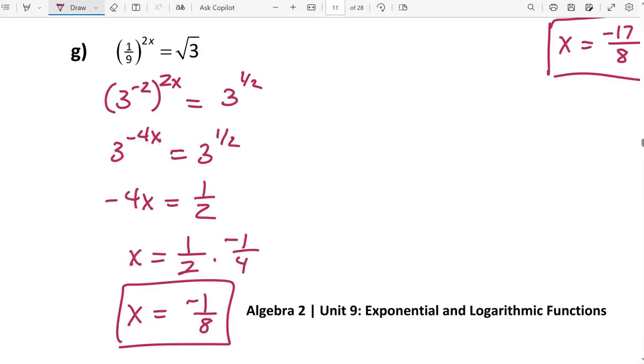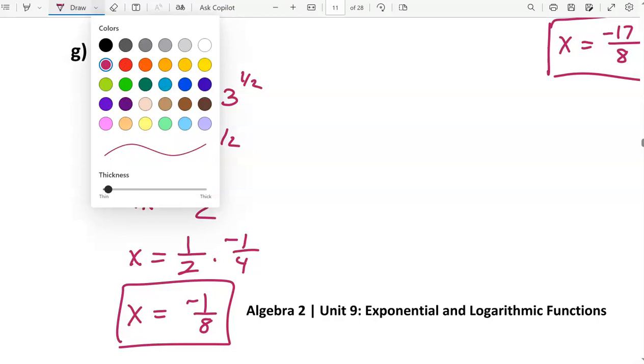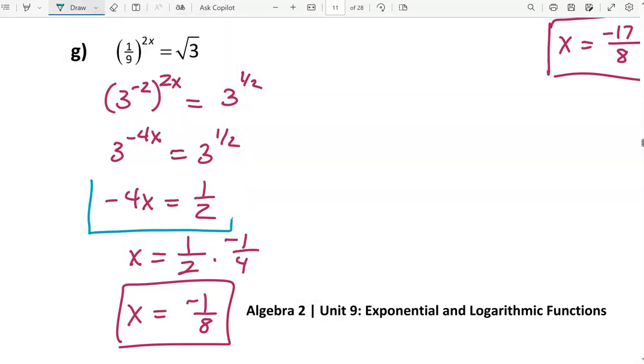Okay, here's the solution for G. And I do want to point out here that when you get to the point where we're dividing by 4, or rather dividing by -4 in this step right here, that we can, instead of dividing by 4, multiply both sides by -1/4, and it achieves the same result. That may give you an easier computation to do.